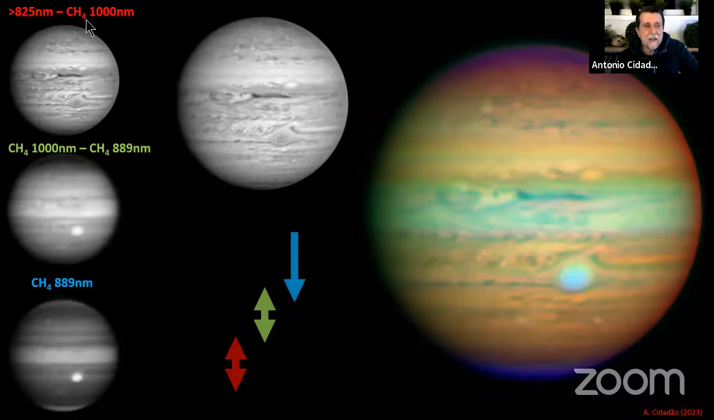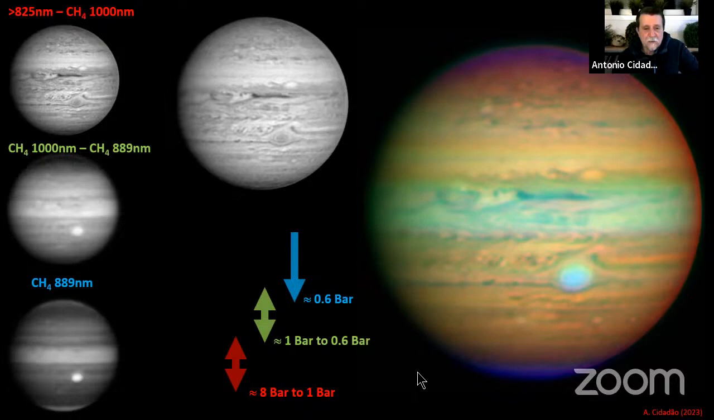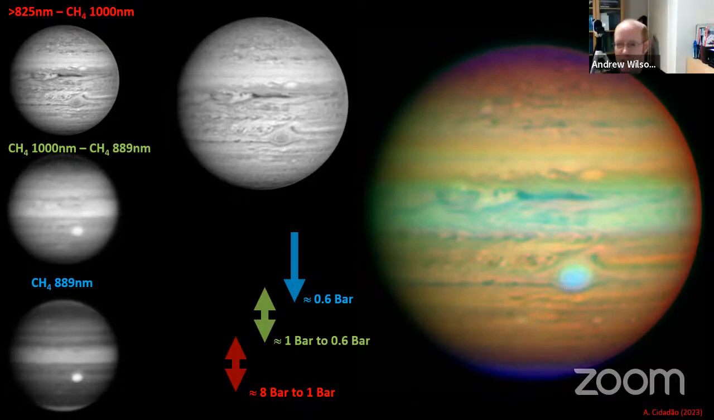So a continuum-like filter, subtracted from some filter that probes down to 1 bar, produces really nice and informative results if combined with other layers of the atmosphere. I think, does Steve want to make a comment there? I noticed you've got your hand raised.